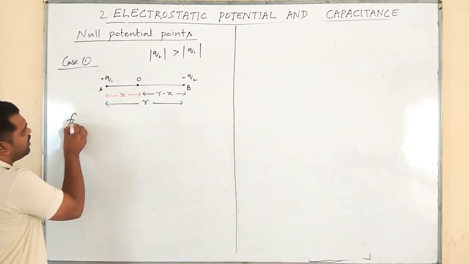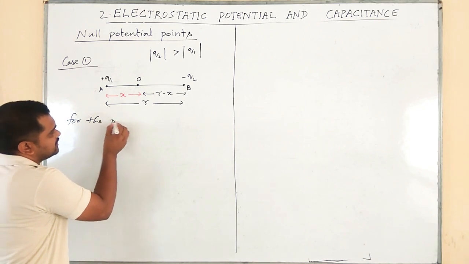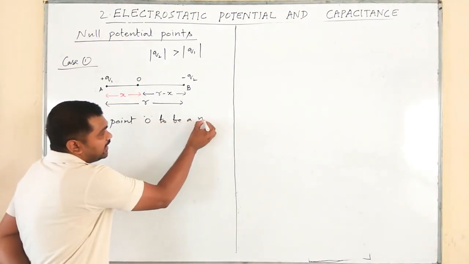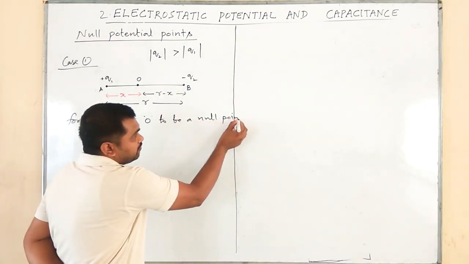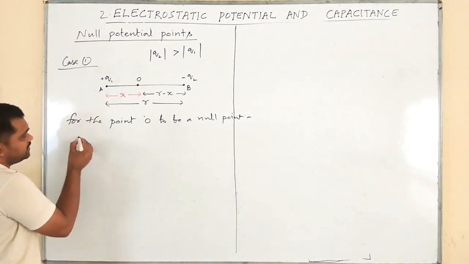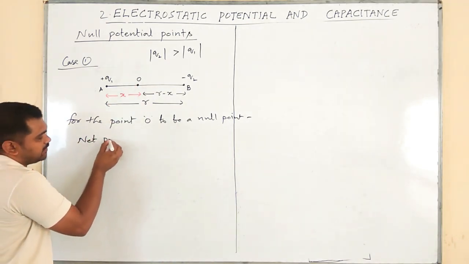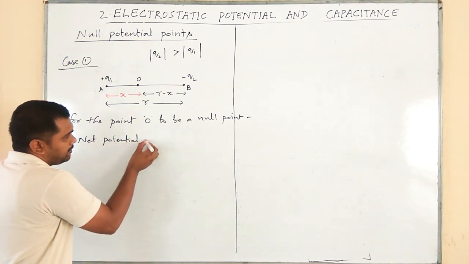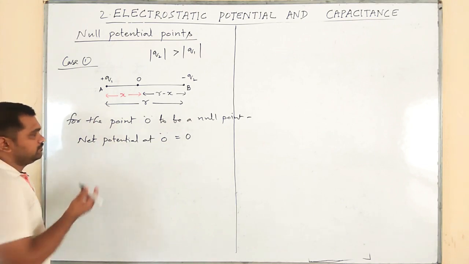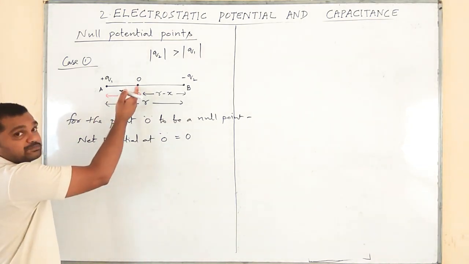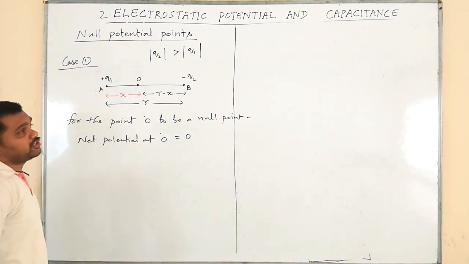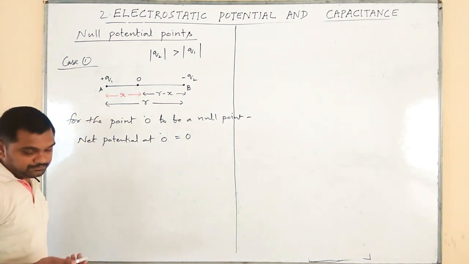For the point O to be a null point, what is the necessary condition? The net potential at O should be 0. Here we can expect two potentials: one due to Q1, and another due to Q2.